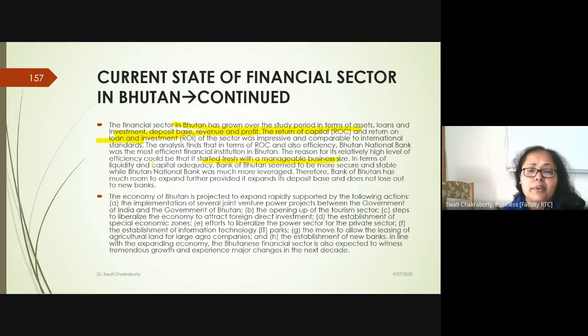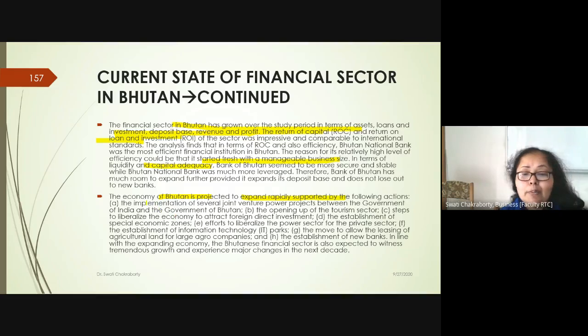It could be because it started fresh with a manageable business size. In terms of liquidity and capital adequacy, BOB seemed to be more secure and stable, while BNB was much more leveraged. So BOB has more room to expand, provided it expands its deposit base and does not lose out to new banks, right? Okay.